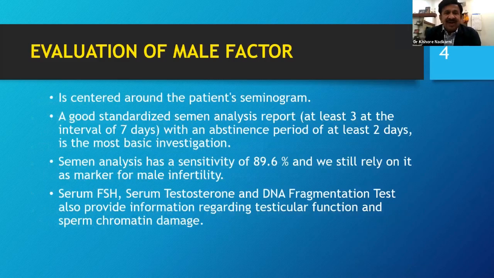Now, evaluation of male factor is centered around a patient's seminogram. We usually see the patient, take his history, but we also ask him to get a semen report done. A good standardized semen analysis report, at least 3 reports, and we review all the previous reports and make a chart of that, with an abstinence period of at least 2 days. It is the most basic investigation. Semen analysis has a sensitivity of nearly 90%, and we rely on it as a marker for male infertility. Serum FSH, serum testosterone, and DNA fragmentation tests also provide information regarding testicular function and sperm DNA damage.